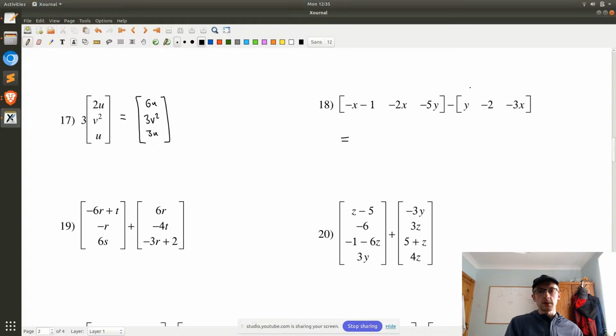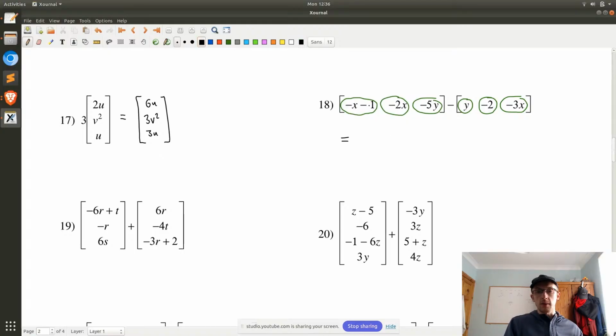Now we have to subtract this second matrix from this first one. Hold on. This has 4 entries and this has 3. No, look carefully. We have 1, 2, 3, and 1, 2, 3. This is why gaps are very important.